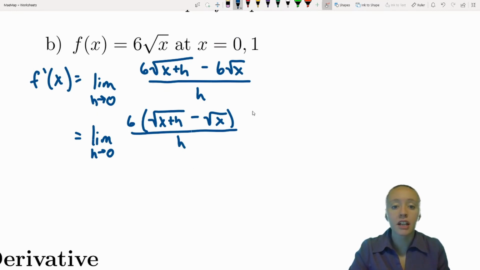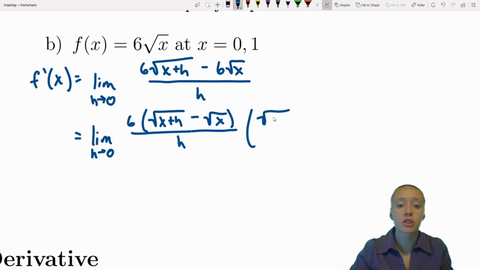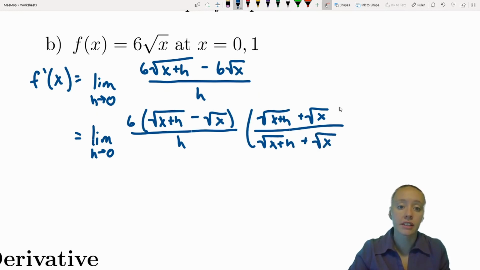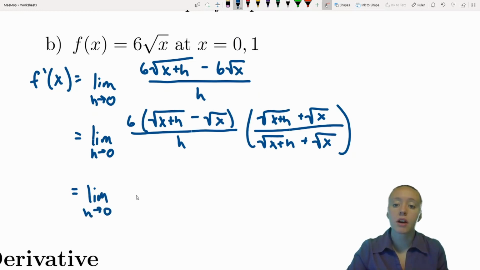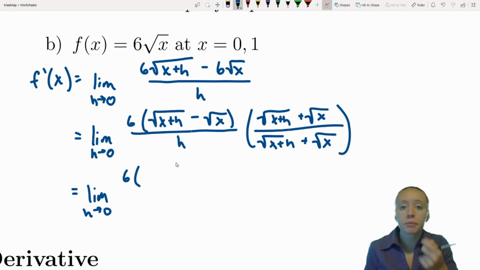So when I multiply by the conjugate, I'm going to be multiplying by 1, the conjugate over itself. So that's going to be the square root of x plus h plus the square root of x all over the square root of x plus h plus the square root of x. Now we'll have the limit as h approaches 0 of, our numerator is 6, times, when I distribute that out, that middle term gets canceled out because I have a plus, and then I'm subtracting that same exact term.